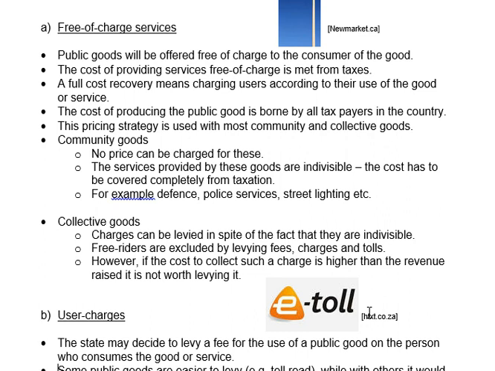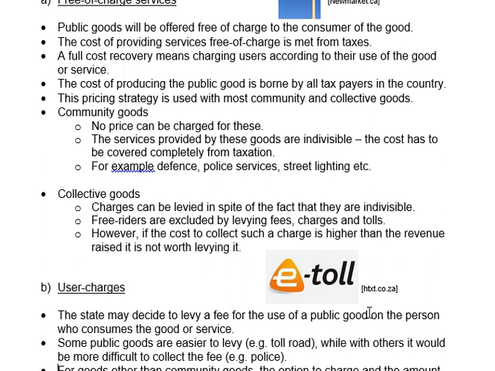All right. Now, earlier on in this chapter, we did refer to the difference between community goods and collective goods. A free of charge service, this pricing policy is normally used in the case of some community goods and some collective goods as well. In the case of community goods, remember we said they are indivisible. In other words, the service has to be provided either to everybody or to nobody. So either everybody has access or nobody has access.